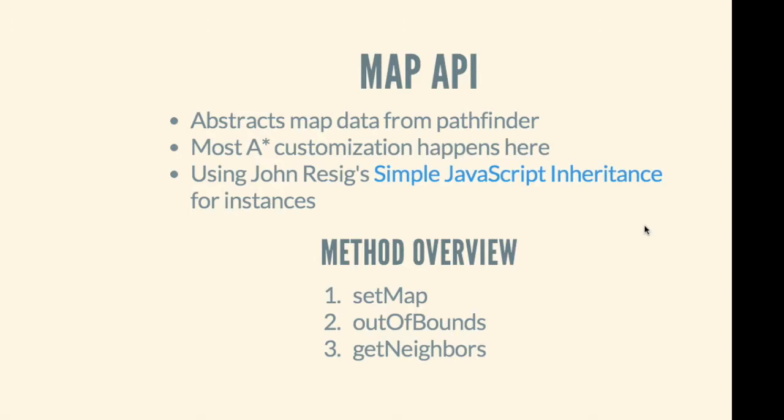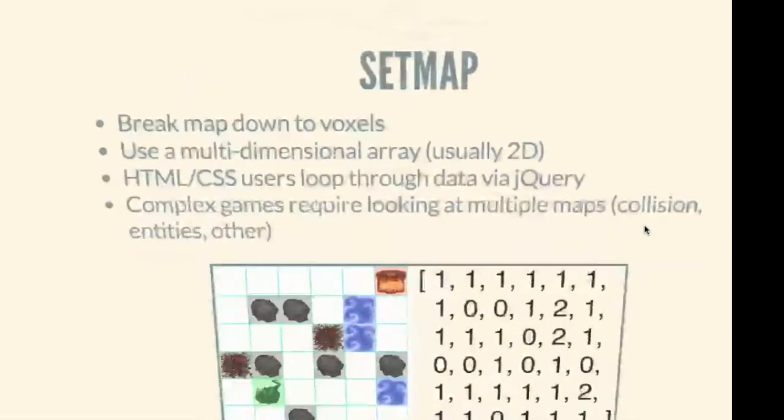A few of the methods we'll talk about here: we have a setMap method, which sets our map data and exactly how we do that. We need to do out-of-bounds checks too, which is to make sure that when we're traversing through the grid data, we don't get an out-of-bounds index from the array. And also we'll take a look at getNeighbors, which is how, when you evaluate a tile to figure out who the neighbors are, you can figure out exactly what data should be returned.